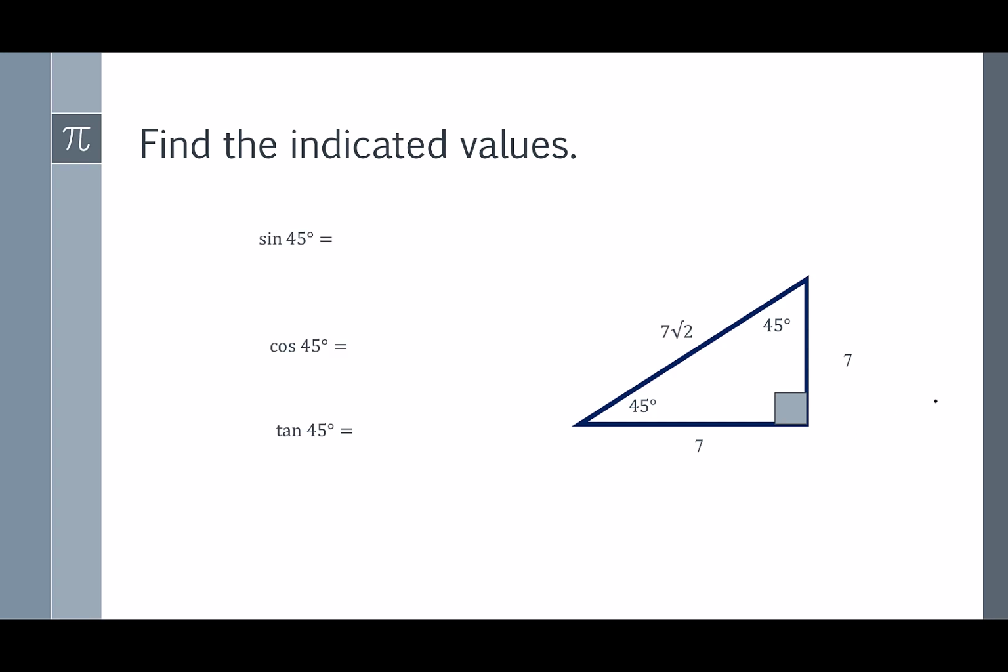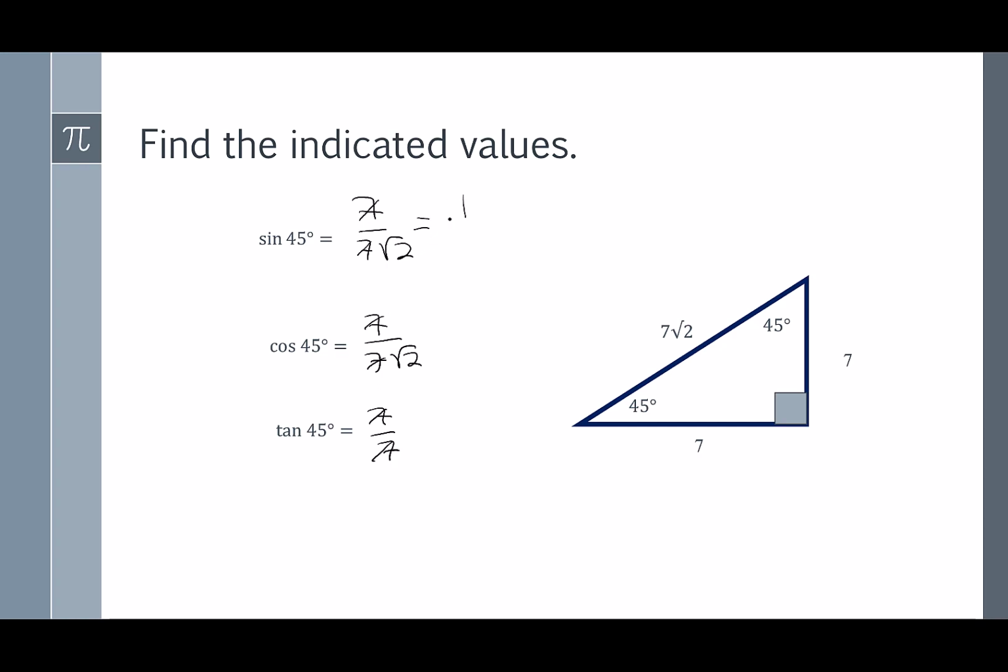Now that we have all three sides of our triangle, we can find our trig functions. The sine of 45 is going to be equal to 7 over 7 square root of 2. The cosine of 45 will also be 7 over 7 square root of 2. And then the tangent will be 7 over 7. Remember, we said we want to simplify if possible. Notice that all three of our ratios have a 7 in the numerator, a 7 in the denominator that can be canceled.